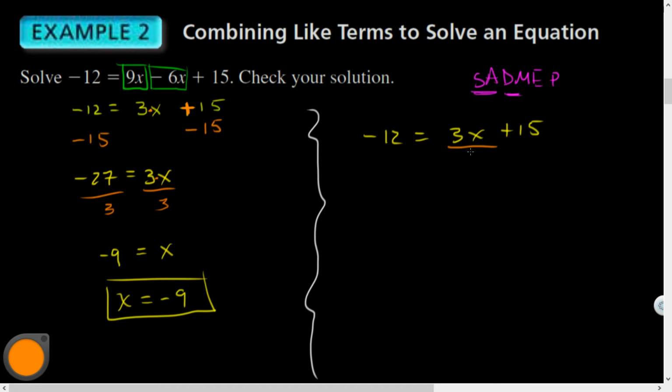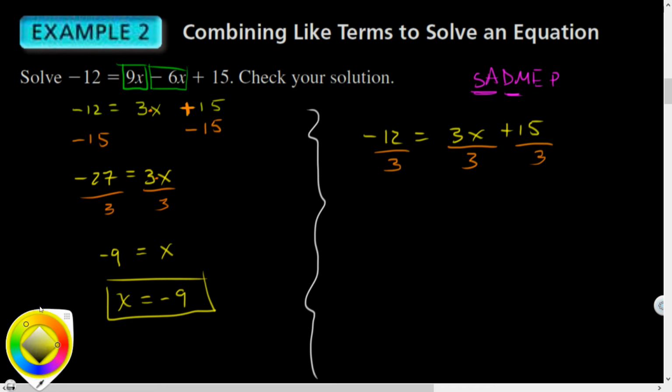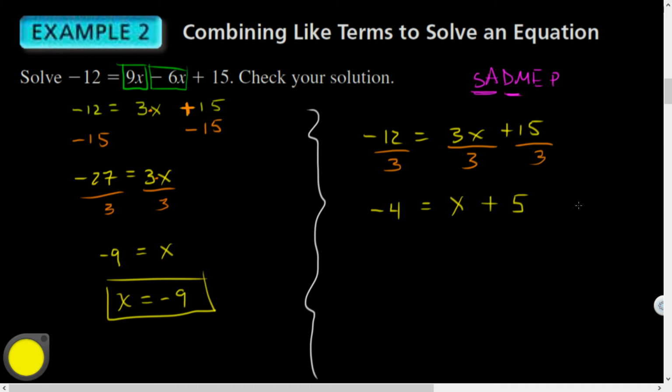It just isn't always helpful. If I divide both sides by 3, that means everybody gets divided by 3. And normally that creates ugly fractions for me, but notice what happens. Negative 12 divided by 3 is negative 4. 3x divided by 3 is x. And 15 divided by 3 is 5. And because all of these numbers ended up being divisible by 3, it actually didn't make things that bad.